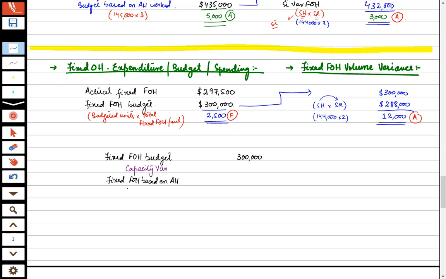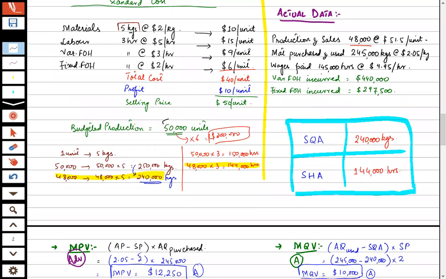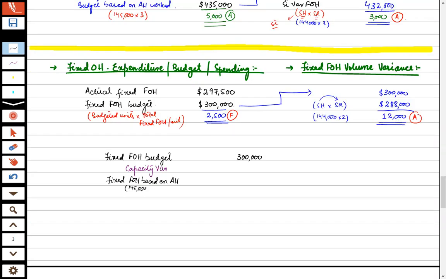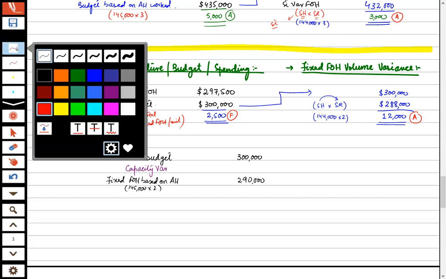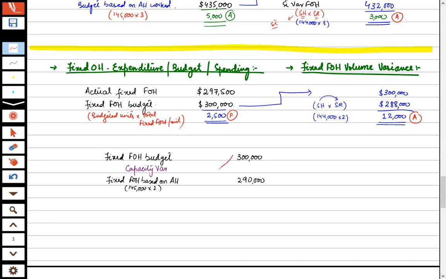Actual hours 145,000. We can see in the data: actual hours 145,000 and fixed overhead rate 2 per hour. So 145,000 multiplied by 2 would be 290,000. So the difference of these two would be the capacity variance, and it would be 10,000 adverse. Done.